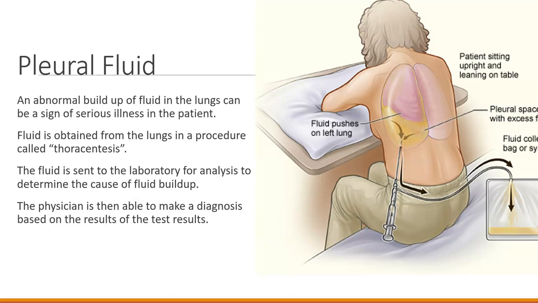And one of the signs of fluid in the lungs is when the patient lays down, they can't breathe, but when they sit up, that creates a space at the top of the lungs that allows them to breathe, not easily, but breathe. So pleural fluid is from the lung collected by thoracentesis.